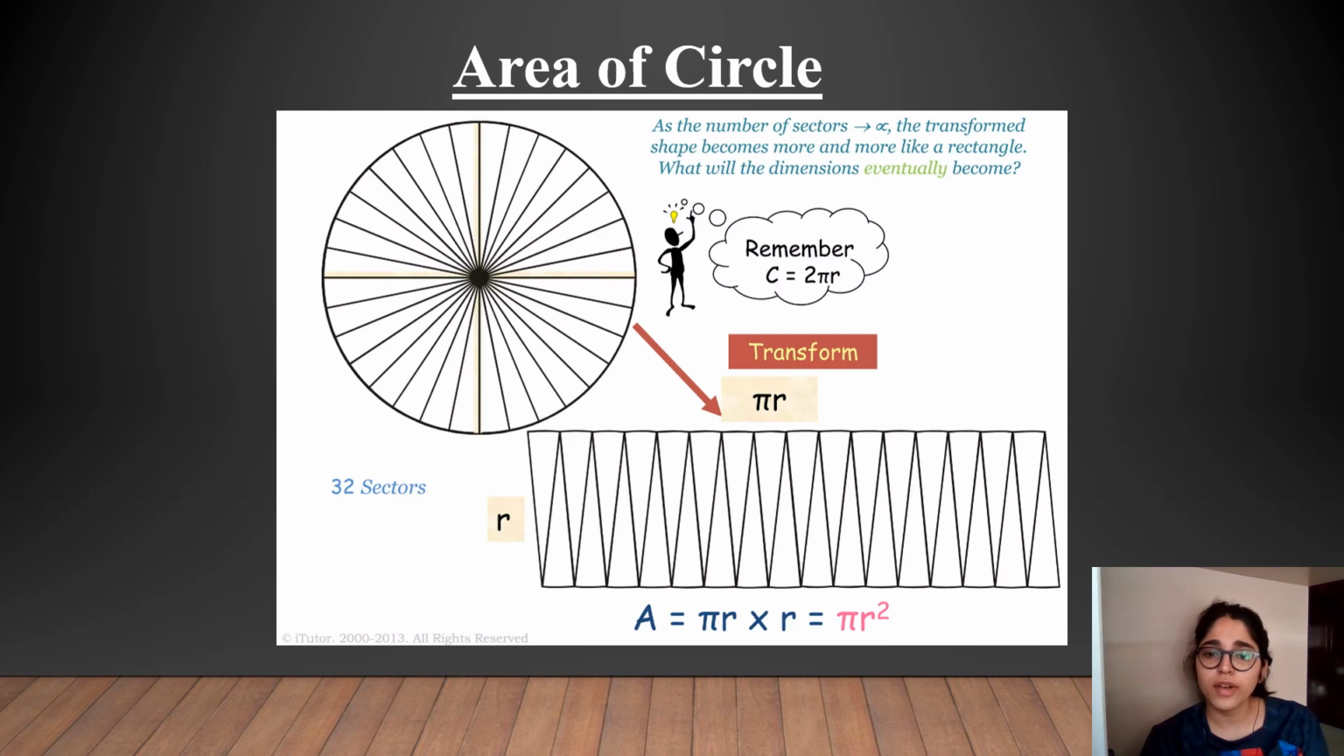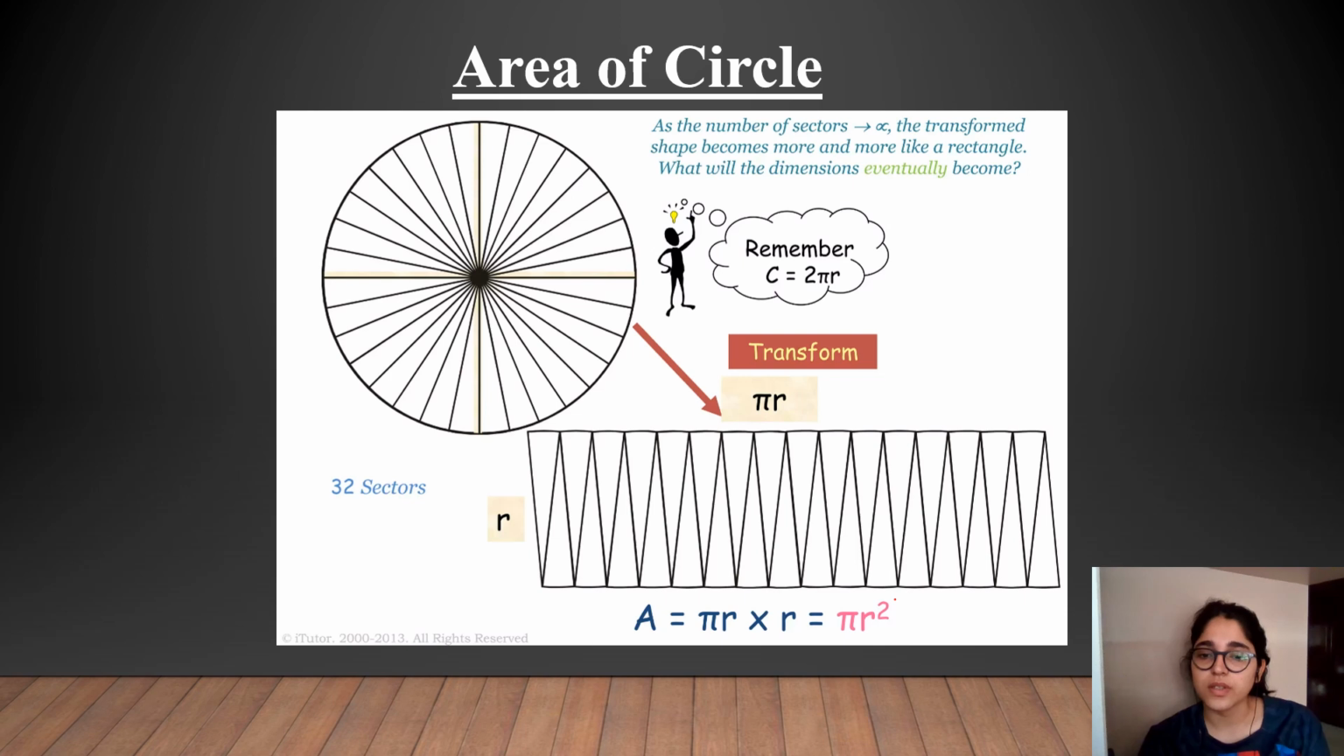Here we have divided it into 32 sectors, but the main idea is that the circumference of a circle is always 2 pi r. When you take pi r, which is half the circumference, multiplied by r, the radius, which is present on the base, we get that the area will be equal to pi r into r, which is pi r square.